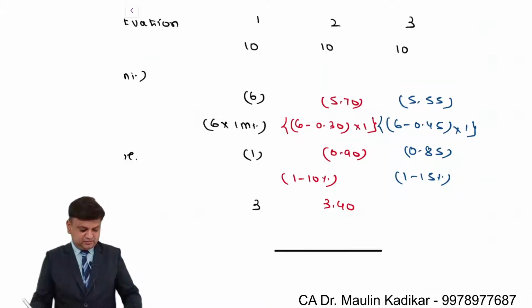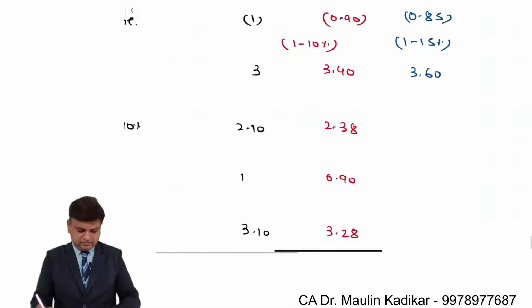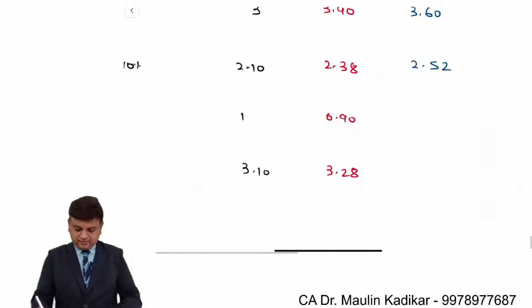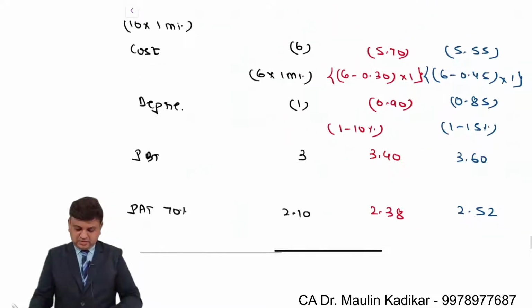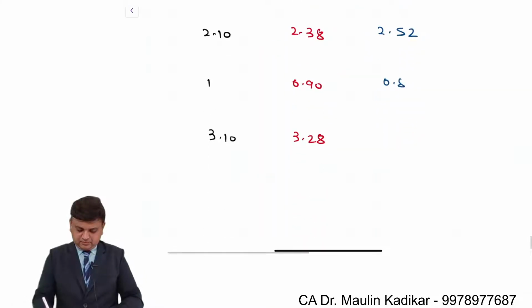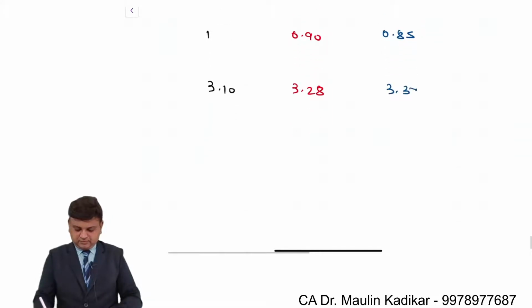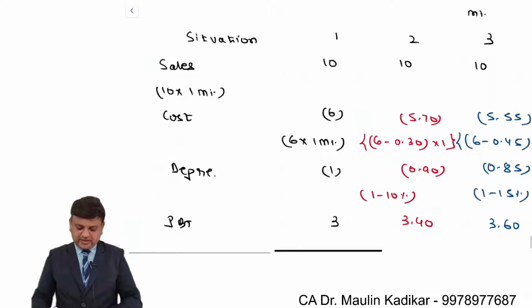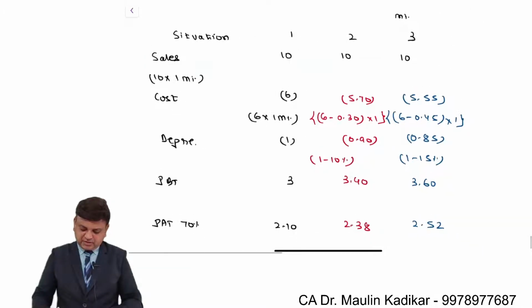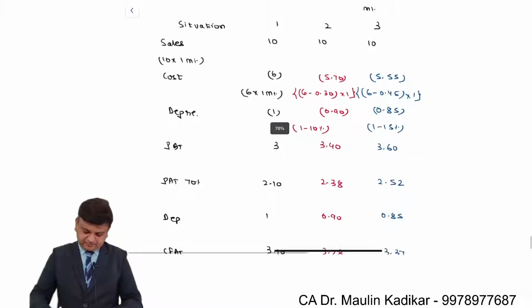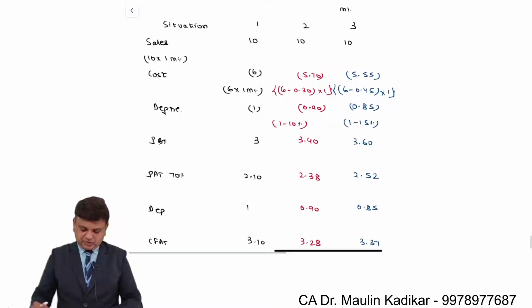So 10 minus 5.55 minus 0.85, that comes to 3.60, into 0.7, that is 2.52. Add back depreciation, that is 0.85. So the cash flow is 3.37. This is the amount of the cash flow that we will have in the three different scenarios or three different situations. So please take down the answer.